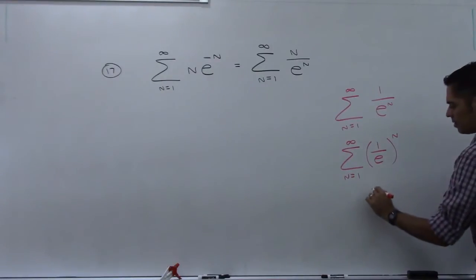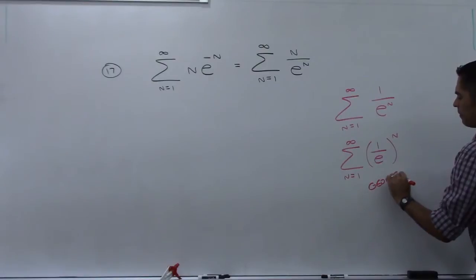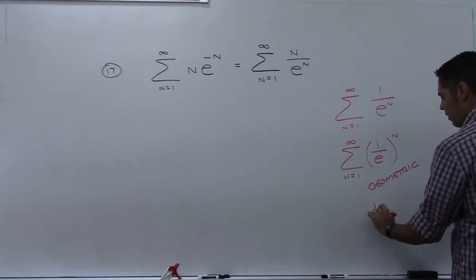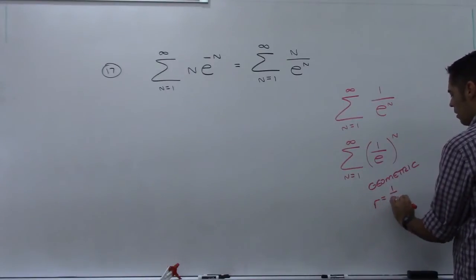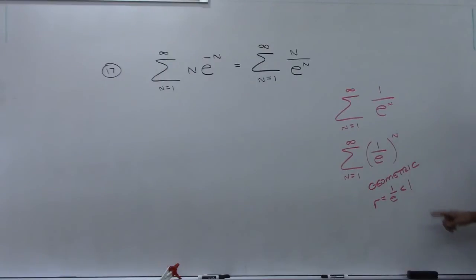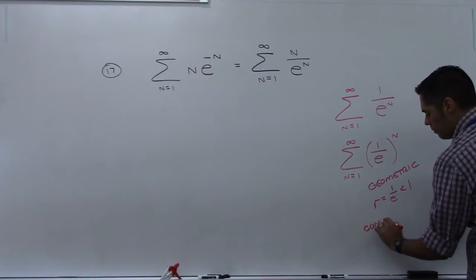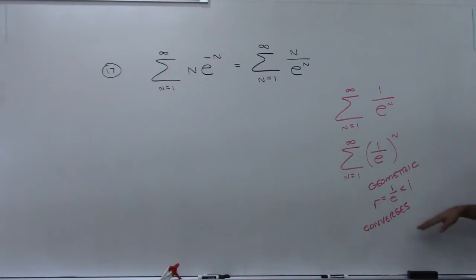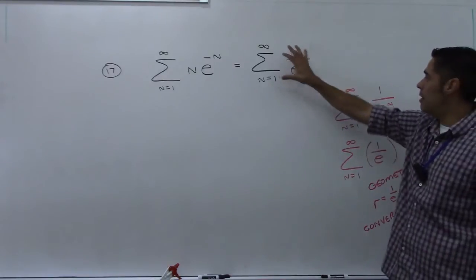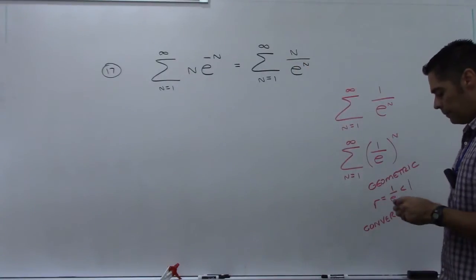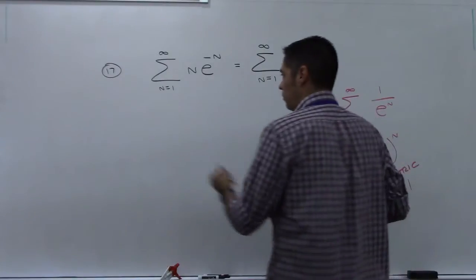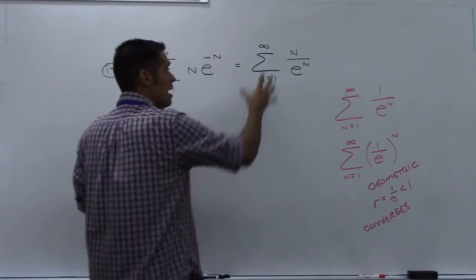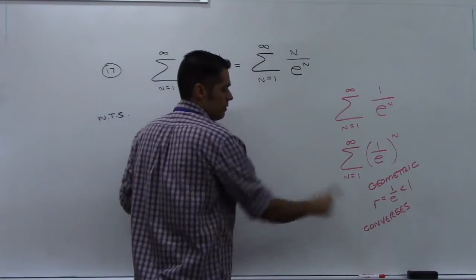And this is a geometric series with base 1 over e, with r being 1 over e, which is less than 1. And so I know that this converges. I don't need to go figure out what it converges to, but I know that this converges. So let's try comparing this to this, and I don't know if this is going to work. So what do we need to show? What do I want to show if I want to show that my series also converges?